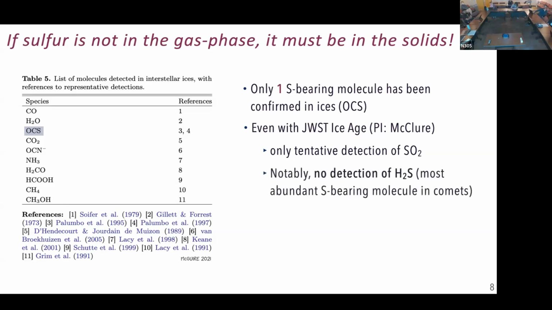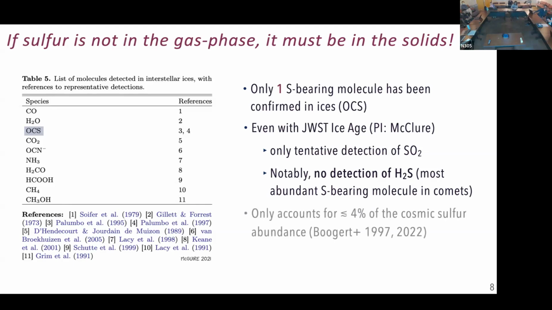And notably, there's no detection of H2S, which is the most abundant sulfur-bearing molecule in comets. It's the 5th most abundant in 67P. And this is also really surprising because there are a lot more sulfur-bearing molecules in comets like S2, OCS, and sulfur organics, also including CH₃SH. So the fact that we're not even seeing it with JWST, which has been observing for a couple of years now, has been really surprising.